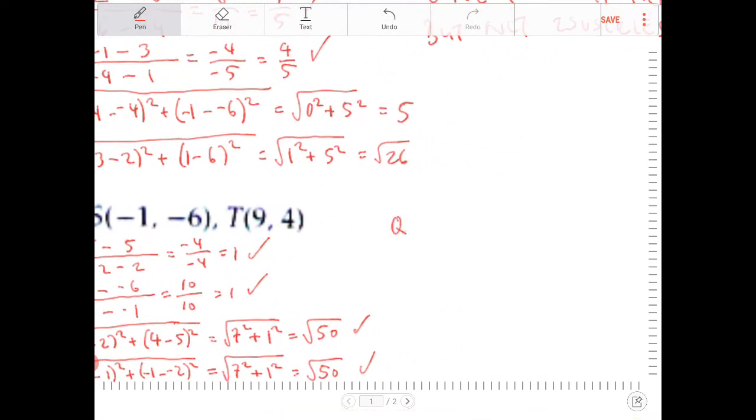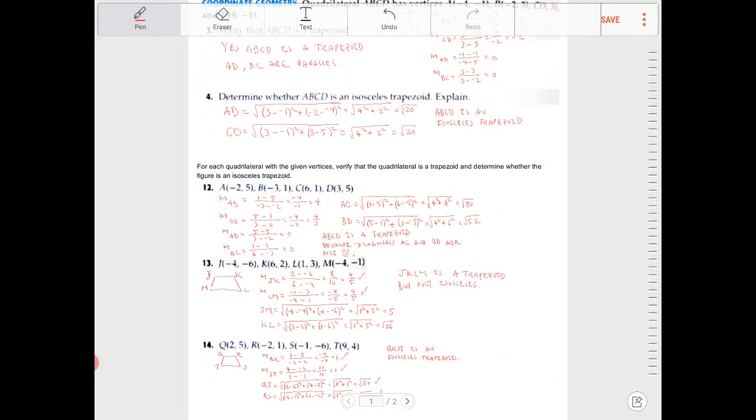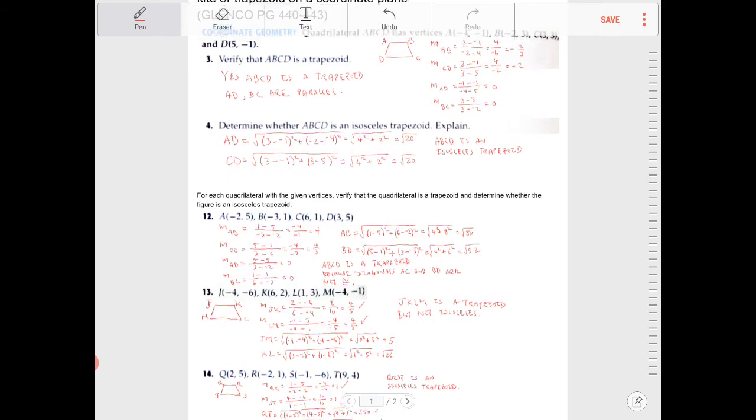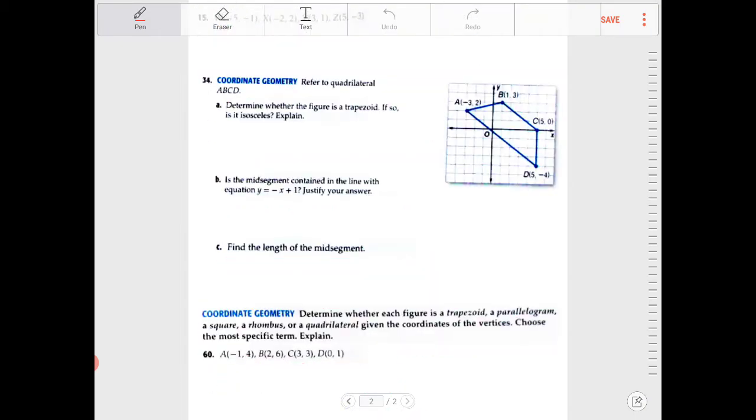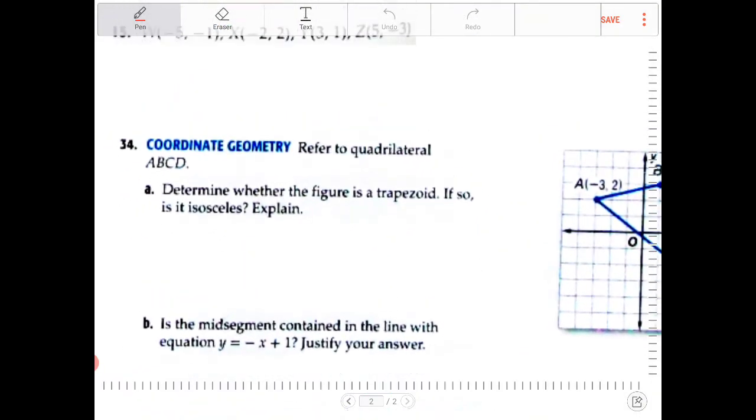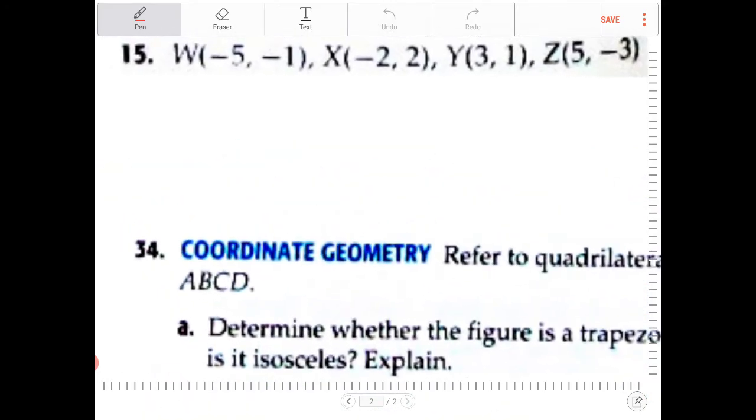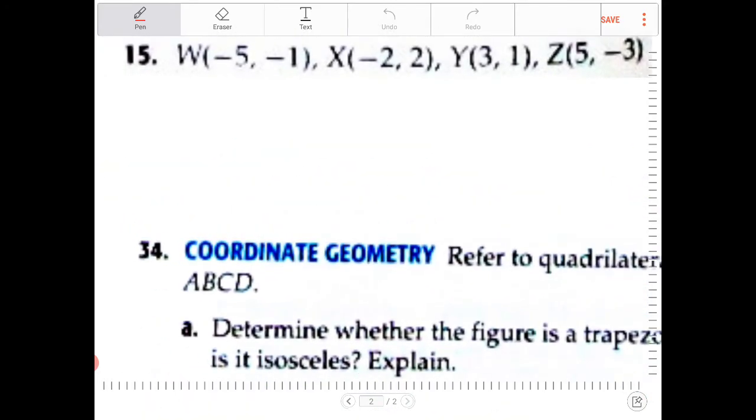So QRST is an isosceles trapezoid. Okay. Let's take a look at the next page. Very similar process, WXYZ.